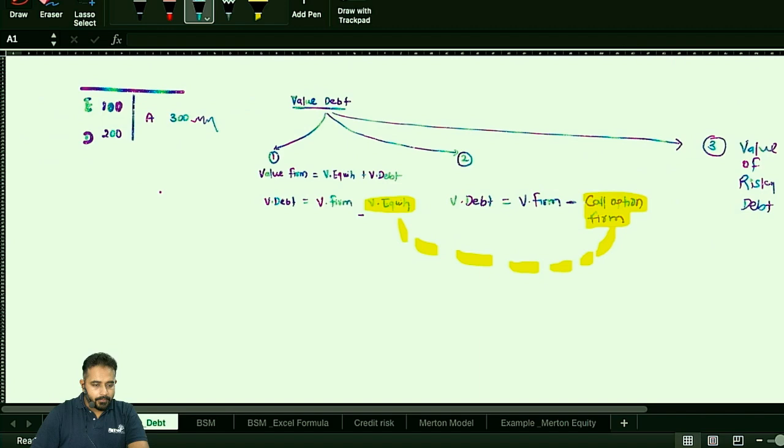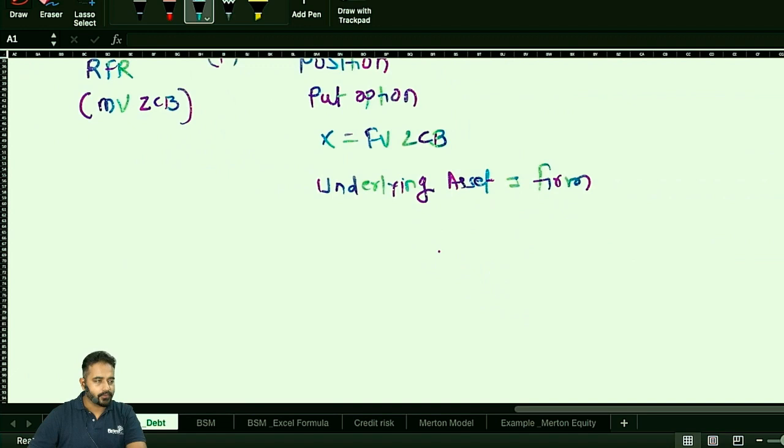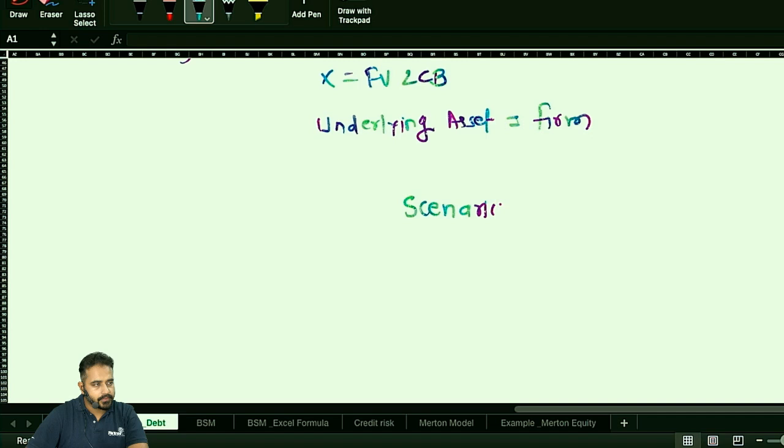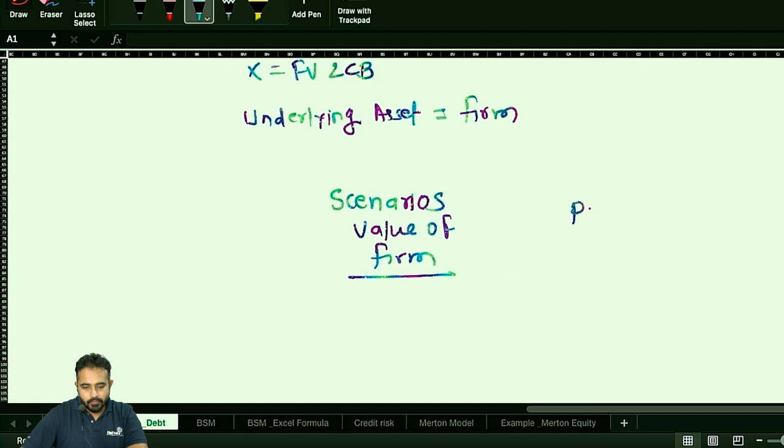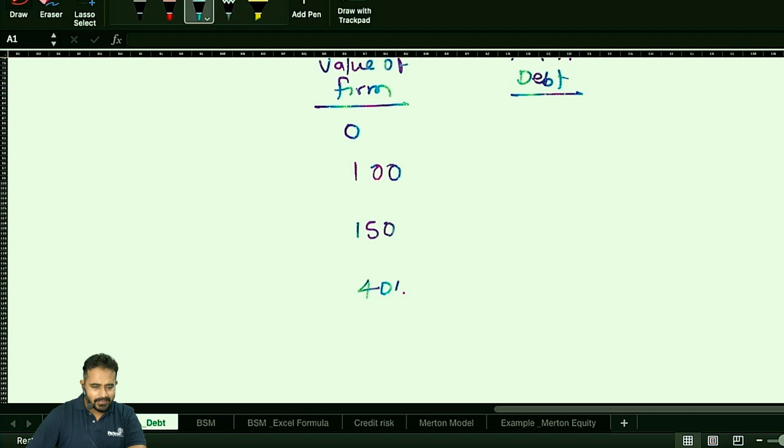In the context of this example, equity, debt and the value of the firm, right? So let's create different scenarios for the value of the firm, and then we'll look at what would be the payoff to the debt. Now let's say the value of the firm is 0 or 100 or 150 or 400, let's increase it, or let's say 500 or let's say 1000, different scenarios.